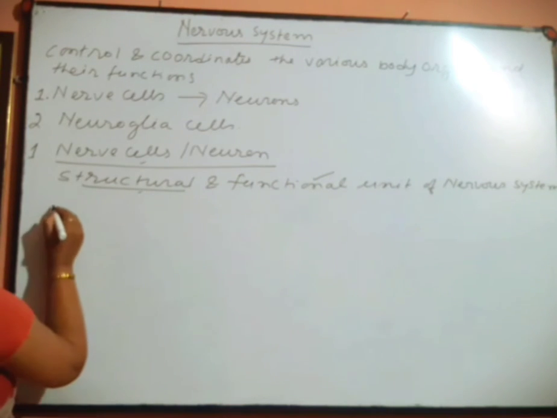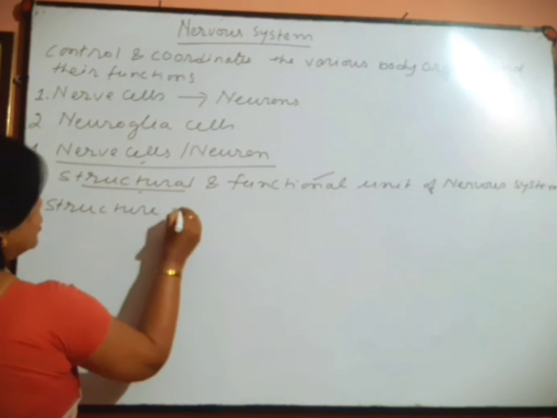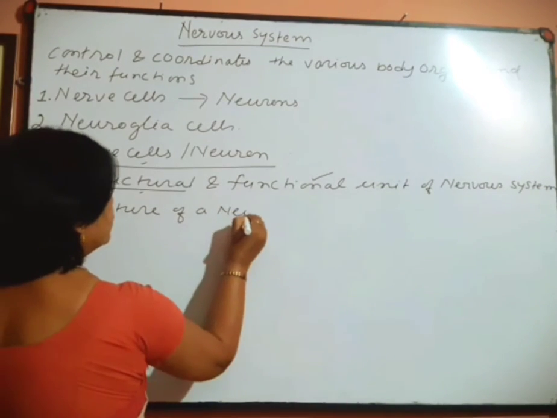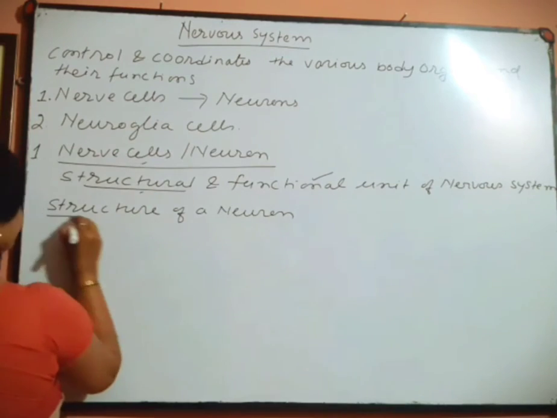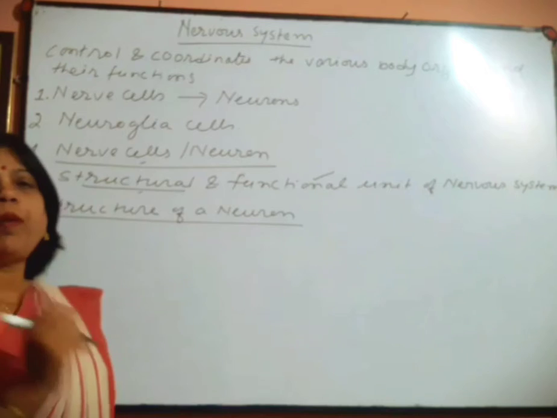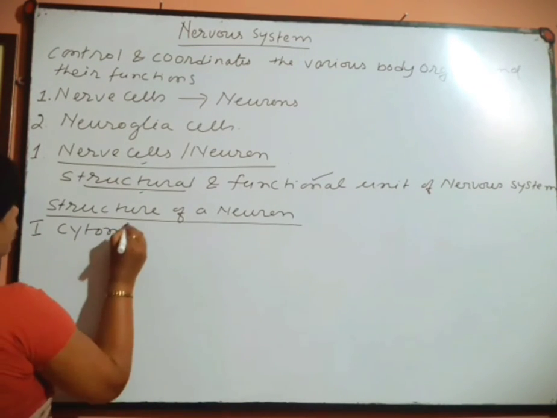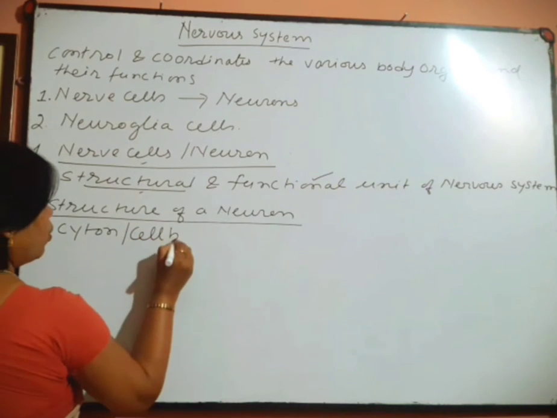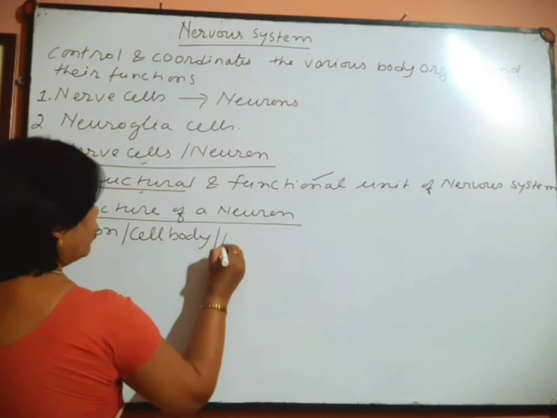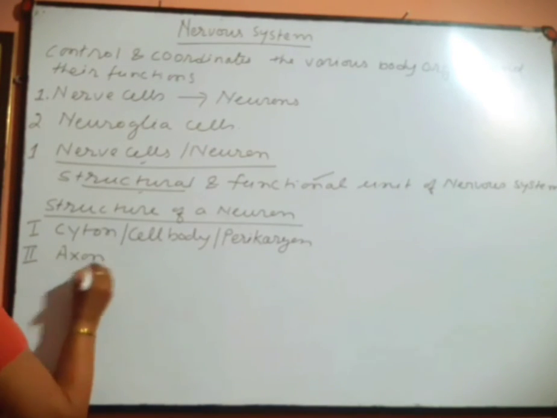Now, structure of a neuron. A neuron has mainly two parts. First is the cytone, or cell body, or perikaryon. Second is the axon.